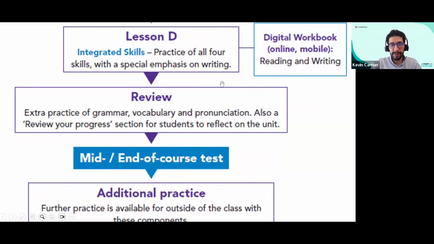So we have lesson D, and then in the student's book, again, you will find a review. You have a review after every single unit. So we have the unit 1 review, unit 2 review, unit 3 review, and all the way to unit 10 or unit 12, depending on the level. And in the reviews, of course, you're going to consolidate and check the progress of your students on the topics of grammar, vocabulary, and pronunciation.